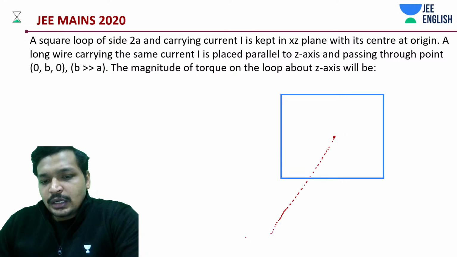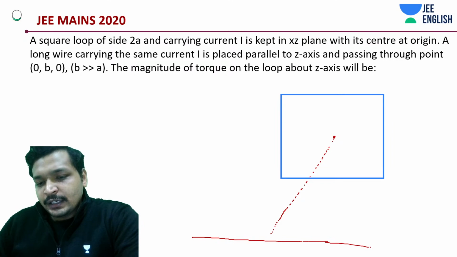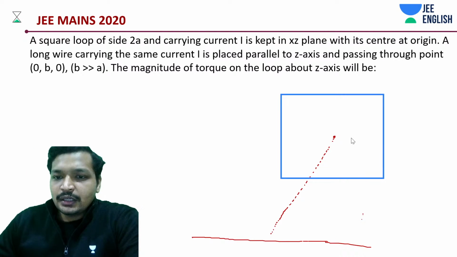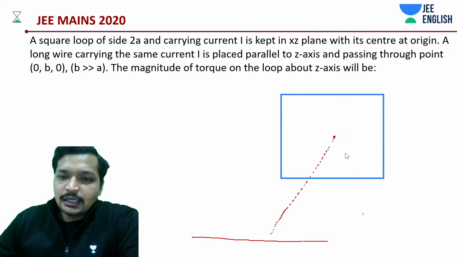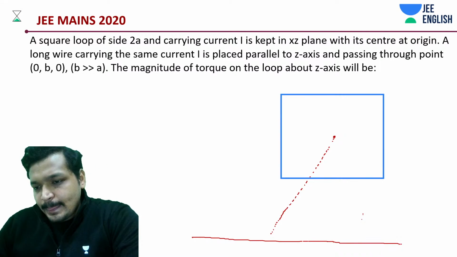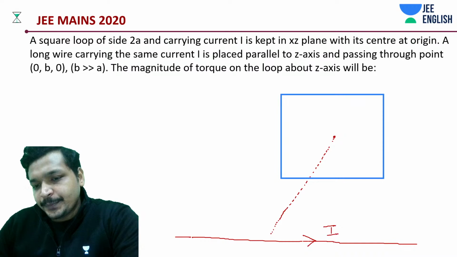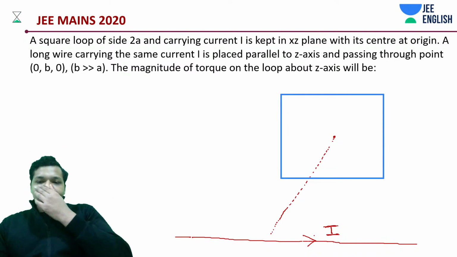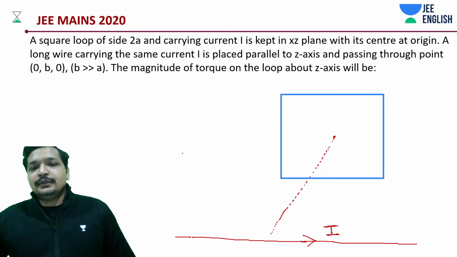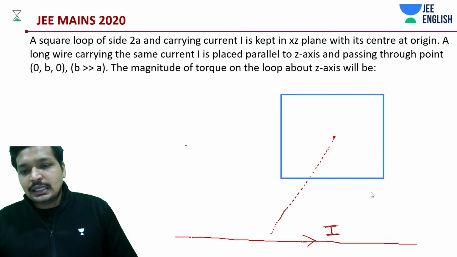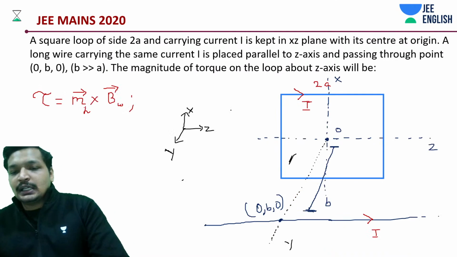Okay. Now, this is that infinitely long wire. This is a very long wire. This is it. Now, the coil is at a distance how much? Distance b from the center. Right? We just saw it. Distance b from the center.